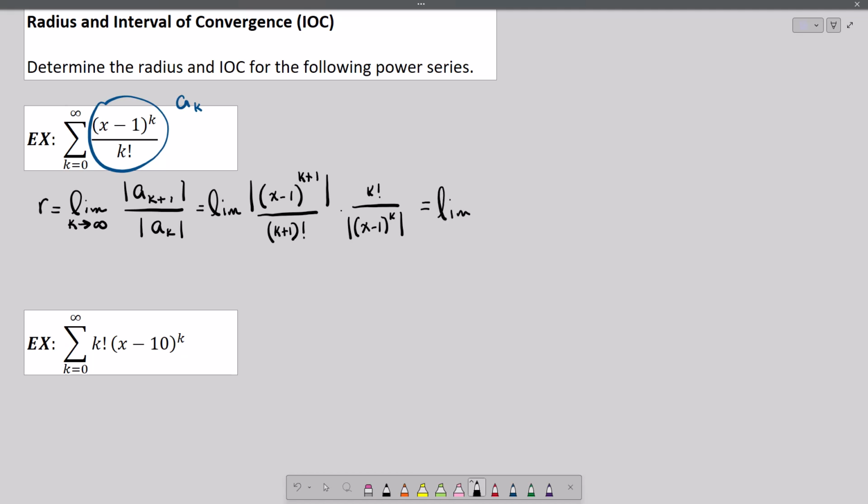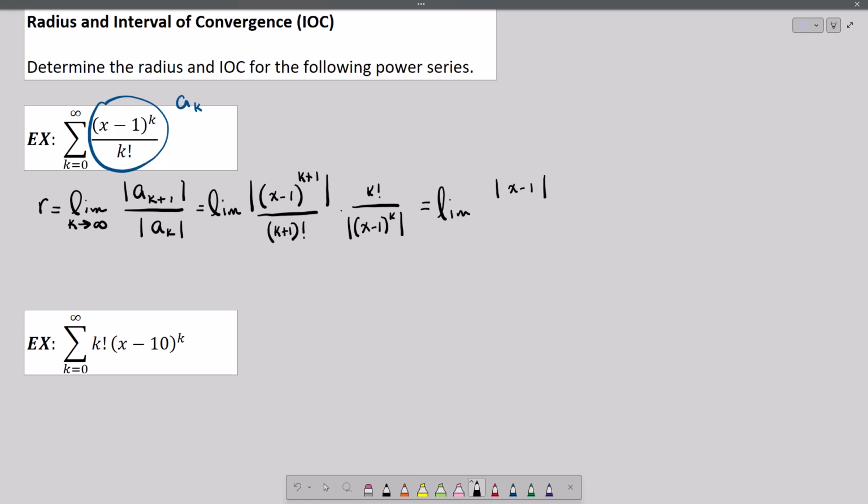Did you say 1 over x minus 1 in the numerator? Yes. And we have the absolute value of it. Everybody agree? Because we have k plus 1 x minus 1s on the top, k x minus 1s on the bottom, so they all cancel except for 1. We still have the absolute value, though.